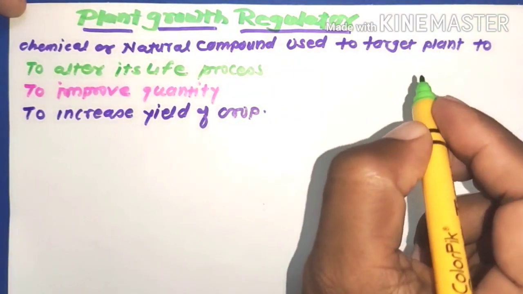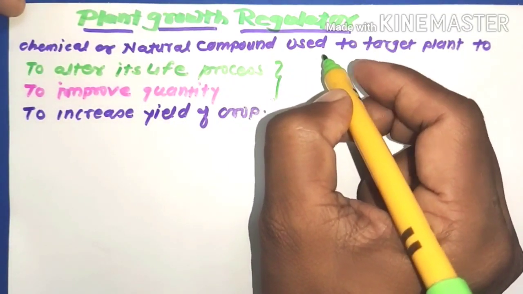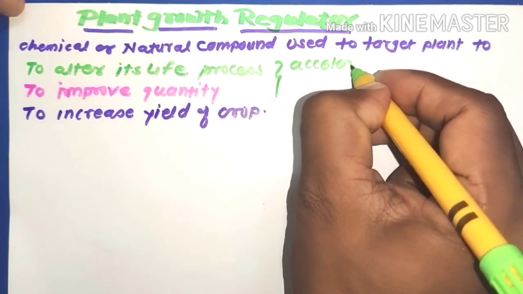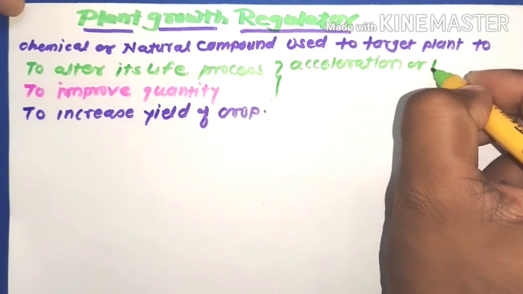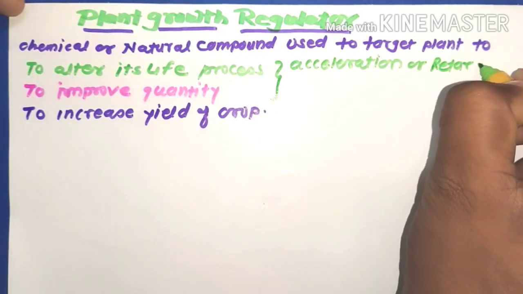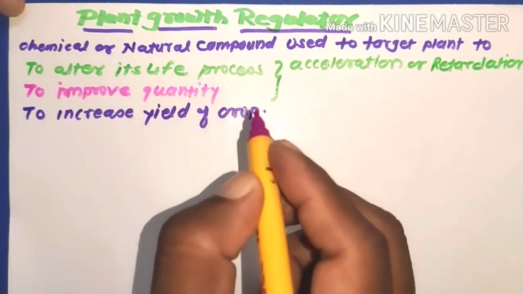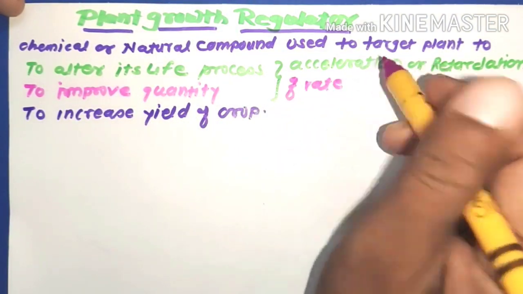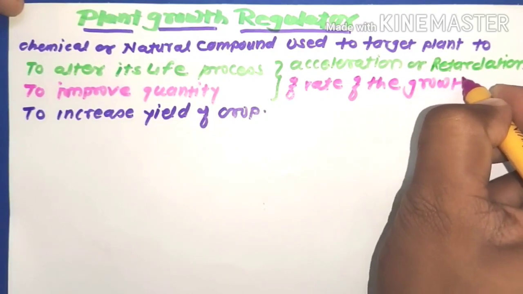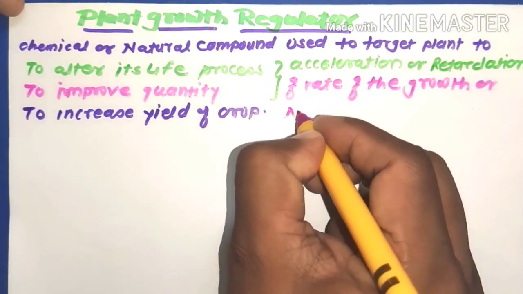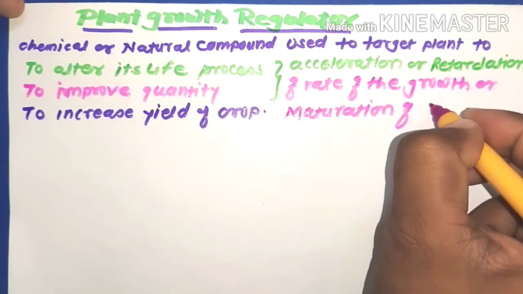The plant growth hormones or regulators can cause in the plant acceleration or retardation of the rate of growth or maturation of the plant.